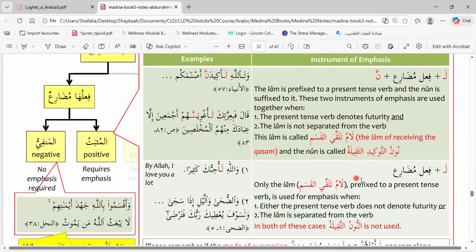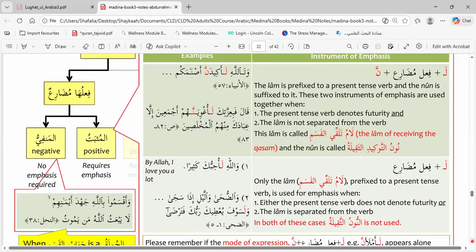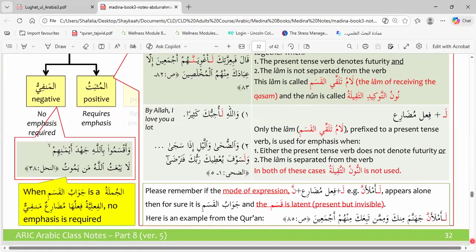If we move on to the pages here: by Allah, I love you a lot. Wallahi, la uhibbu kathiran. So here the lam prefixed to the present verb is used to emphasize. So we are emphasizing in the answer. Now we're talking about the answering of the qasam. We looked at the qasam before, and now we're looking at the answer.